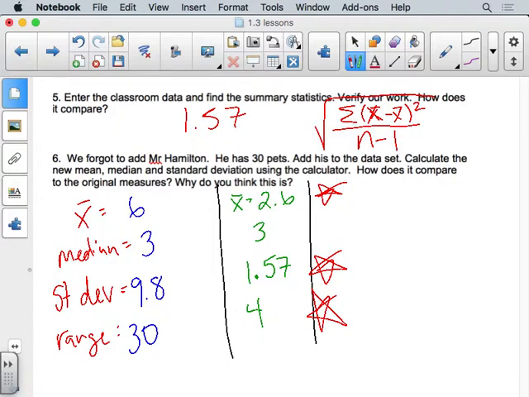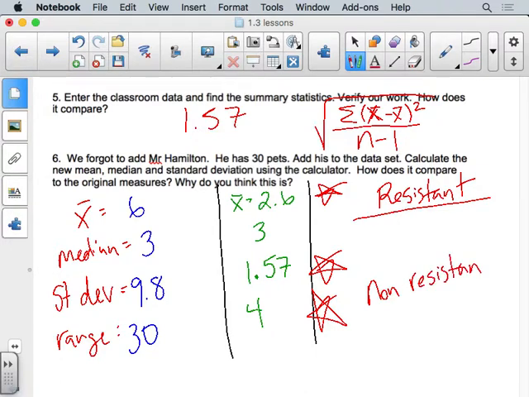So what that means is something that we get tested on are something called resistant measures and non-resistant measures of spread. So resistant measures and non-resistant. If I am a resistant measure of center or spread, then I don't change much or at all sometimes on outliers.